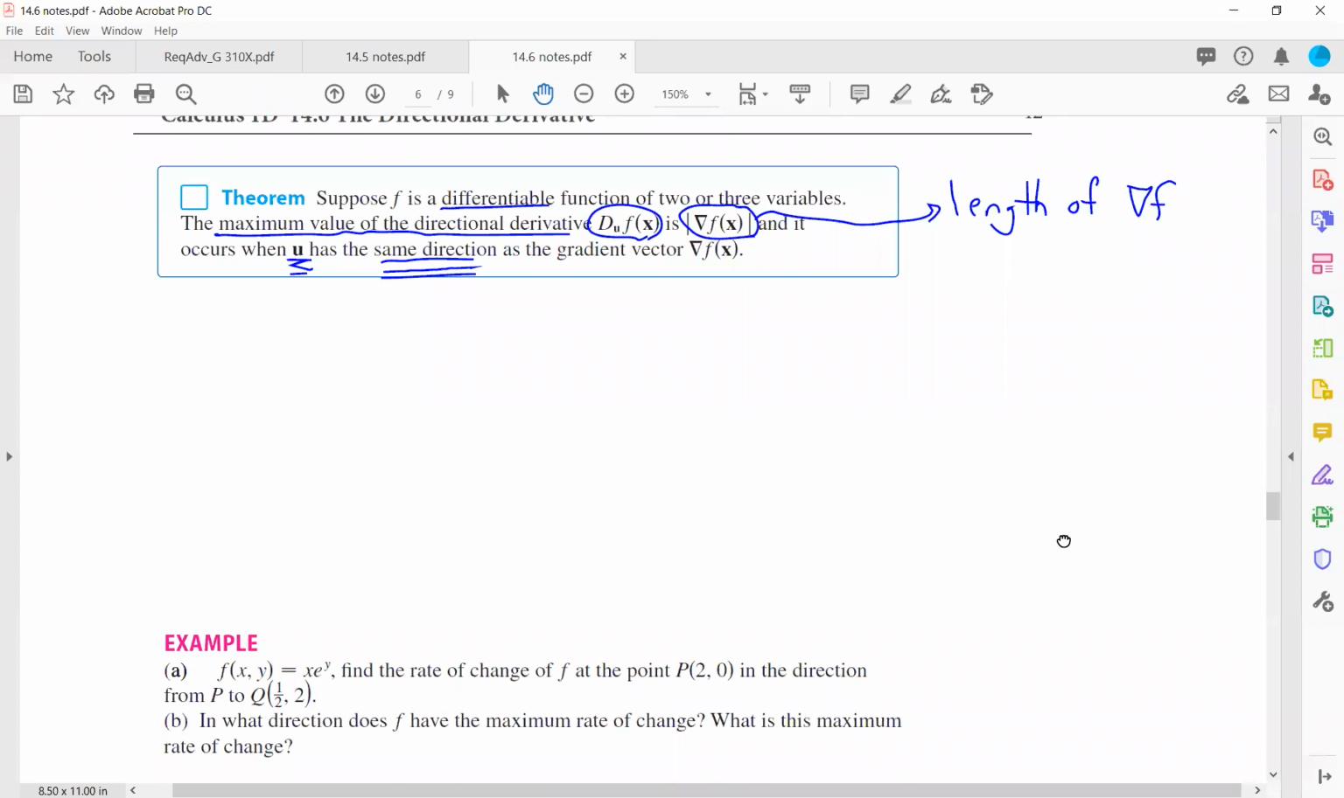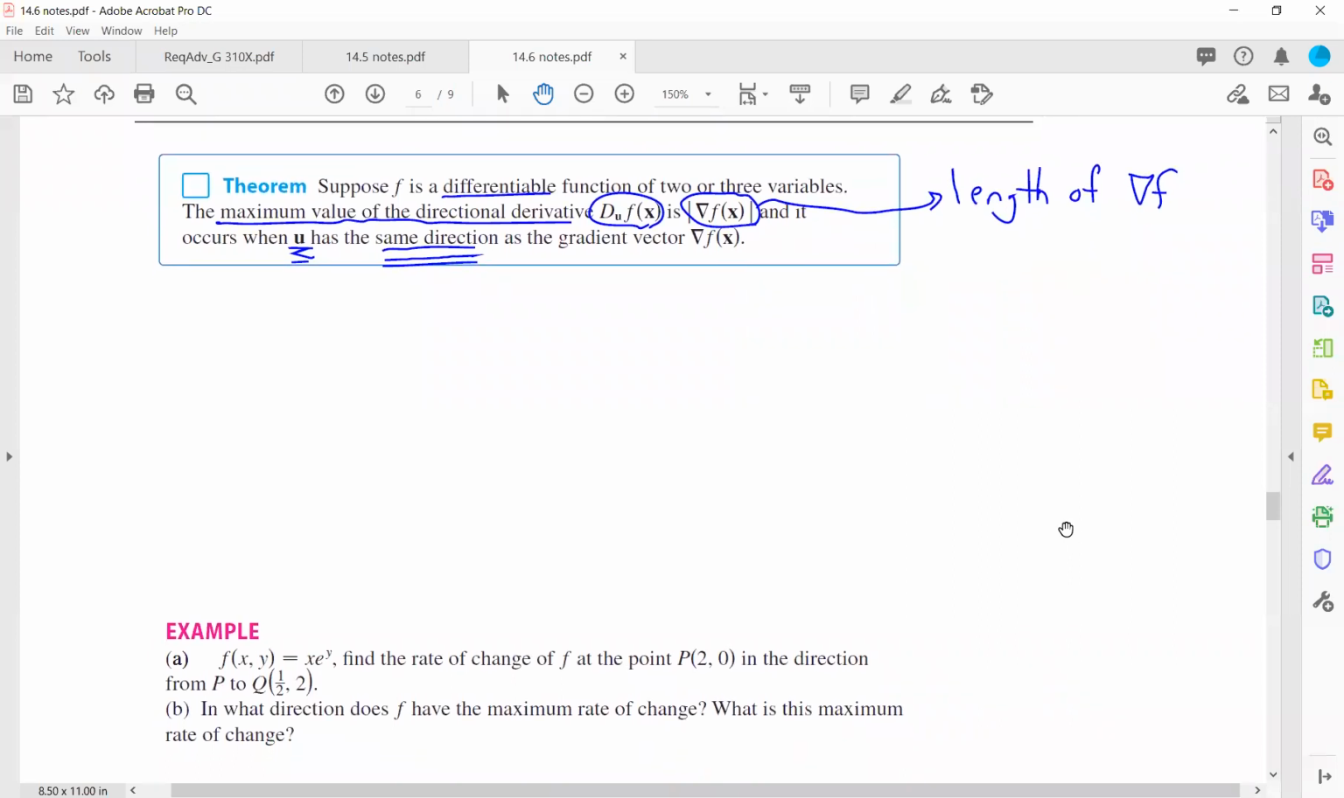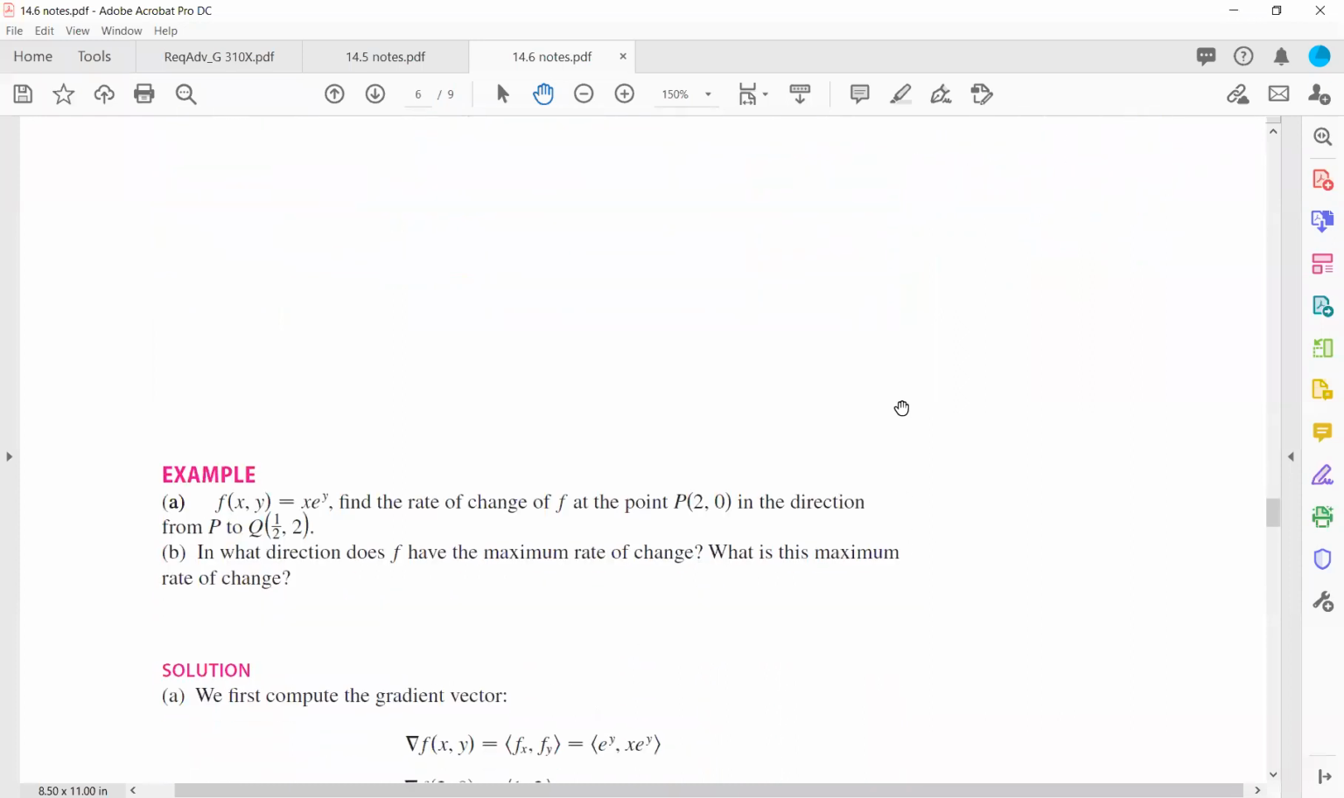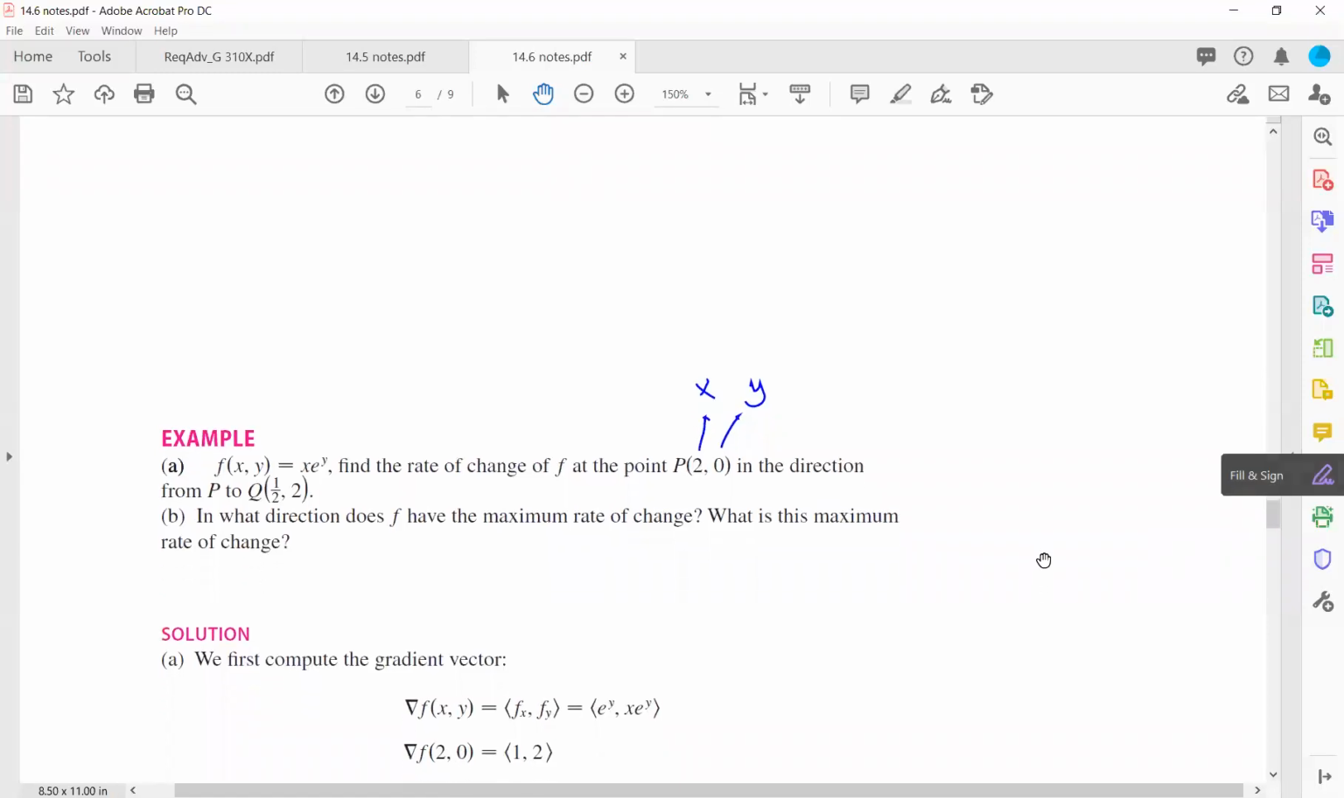To apply this theorem, take a look at this example. Here you have a function in two variables x and y. First of all, the example says find the rate of change of the function at point 2 and 0 in the direction from P to Q, where Q has first component 1/2 and second component 2. Then in what direction does f have the maximum rate of change? And then calculate the maximum rate of change.